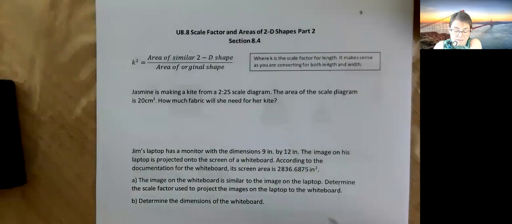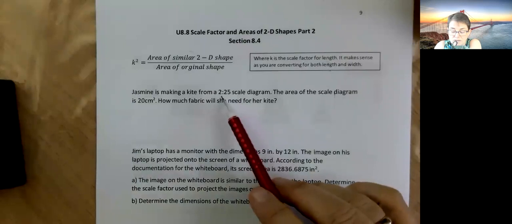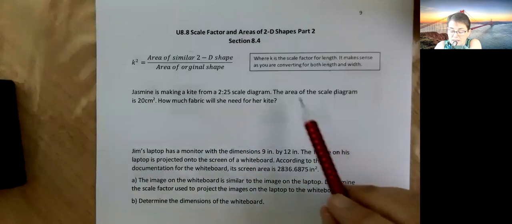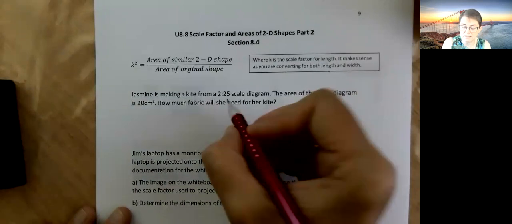All right, so anyway, Jasmine is making a kite from a 2 to 25 scale diagram. The area of the scale diagram is 20 centimeters. How much fabric will she need for her kite? Well, here is our scale.